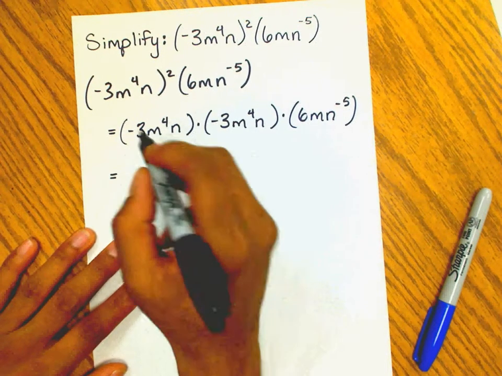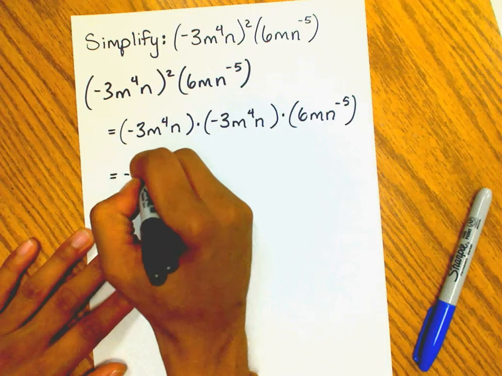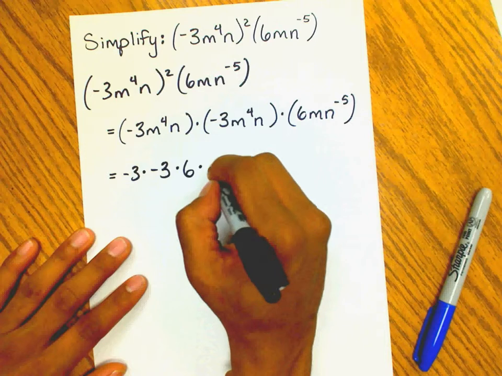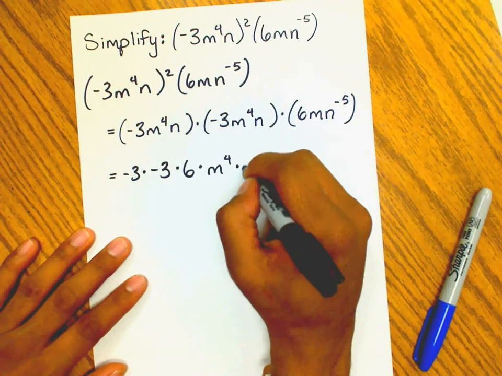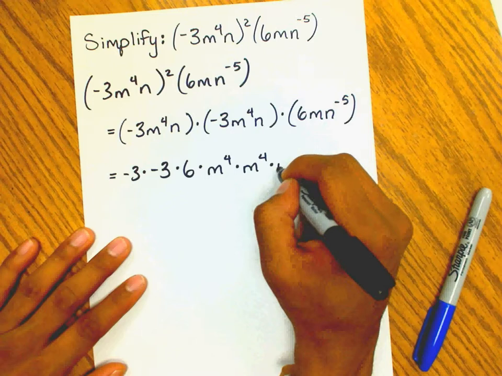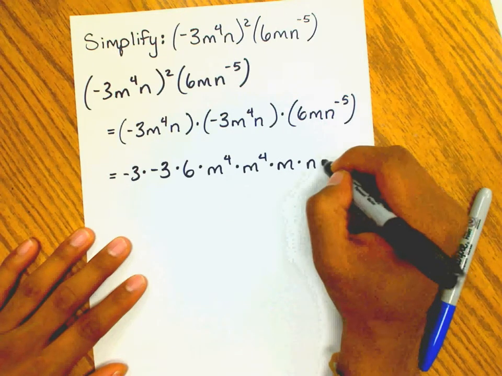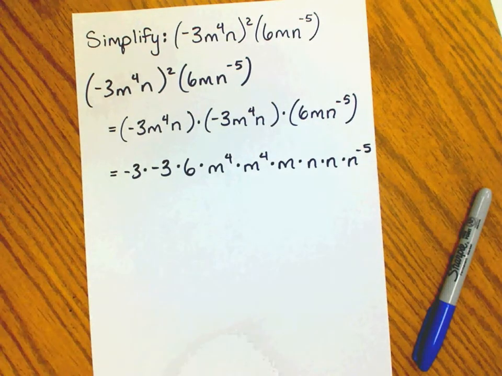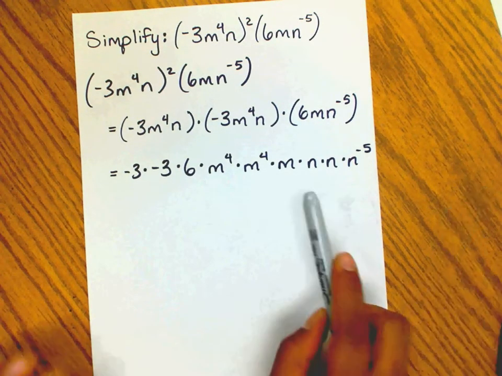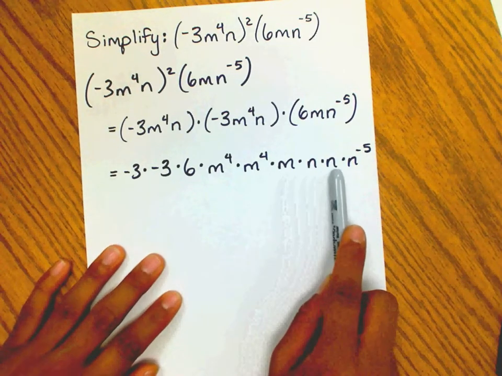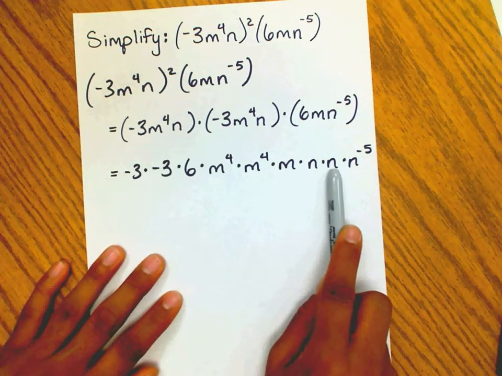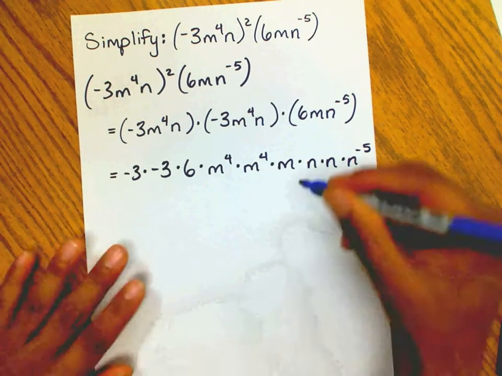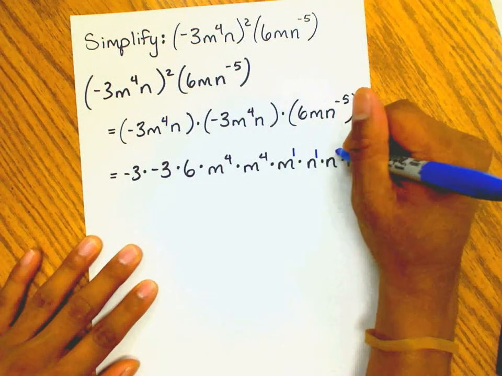Negative 3 times negative 3 times 6 times m to the 4th times m to the 4th times m times n times n times n to the negative 5. Now, some of you may be wondering about the variables that don't have an exponent showing. They do have an exponent, but it is not showing. Whenever the exponent is not showing for a variable, we simply put 1 there. So all of these have an exponent of 1 in all actuality.